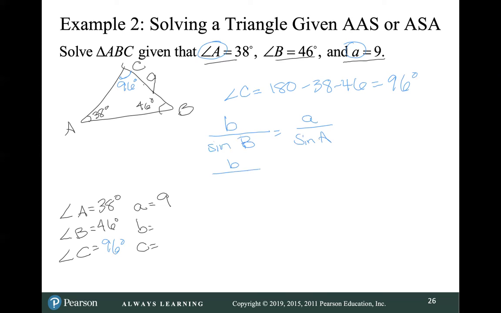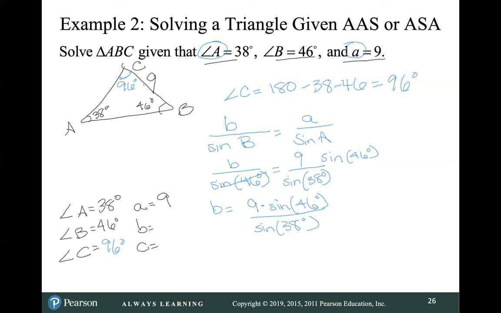B is my unknown. Sine of angle B, sine of 46 degrees. Make sure your calculator is in degree mode. Side length A is 9 divided by sine of angle A, which is 38 degrees. Then B equals, multiply both sides by sine of 46 degrees, 9 times sine of 46 degrees divided by sine of 38 degrees. Try that into your calculator. You should get that it is approximately 10.516. No units are given, so we leave it at that.